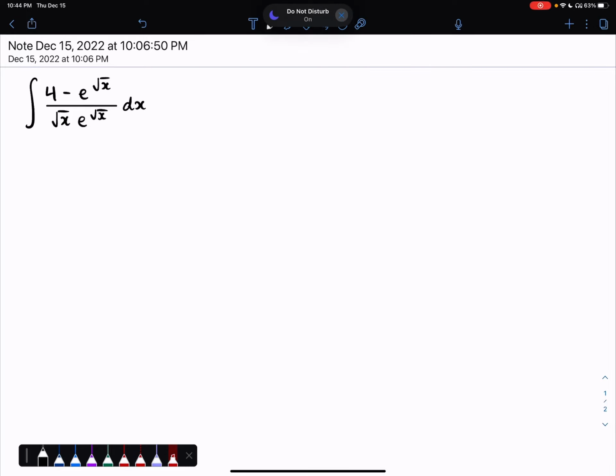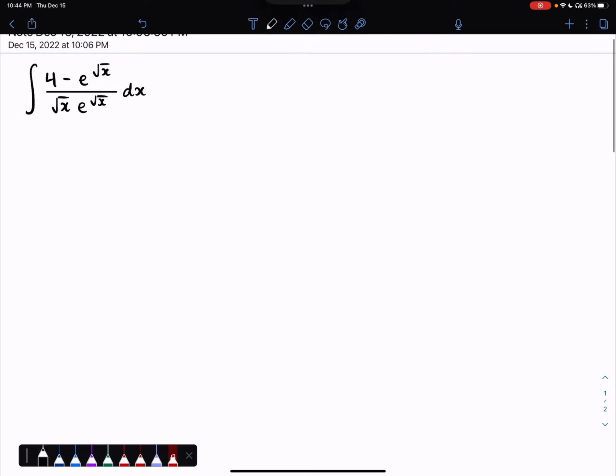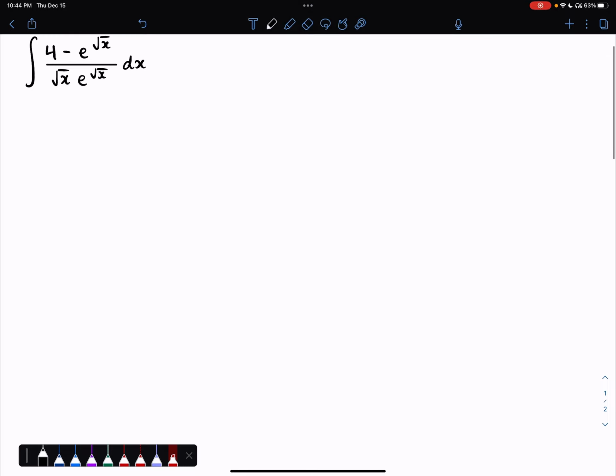Okay, so in this video, we're going to be taking this integral. And the first step is not very obvious. So what we're going to do is multiply the top and bottom by e to the negative square root x, because it will actually help us simplify our integral.